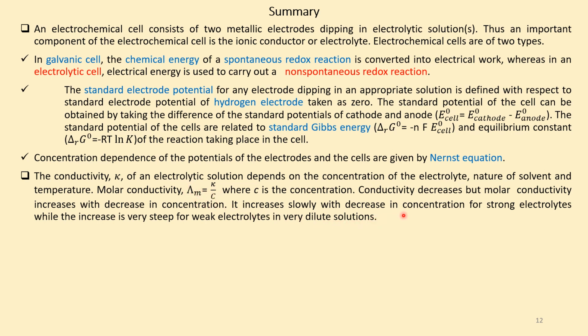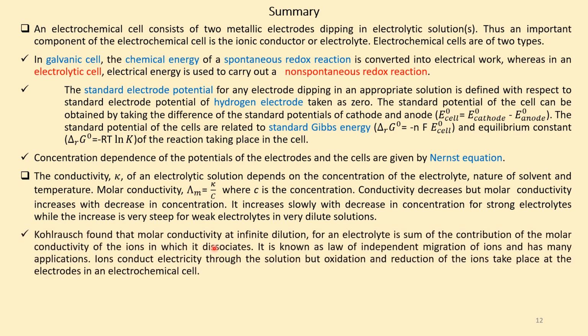It increases slowly with decrease in concentration for strong electrolytes, while the increase is very steep for weak electrolytes in very dilute solution. Kohlrausch found that molar conductivity at infinite dilution for an electrolyte is the sum of contribution of the molar conductivity of ions in which it dissociates. It is known as the law of independent migration of ions and has many applications.